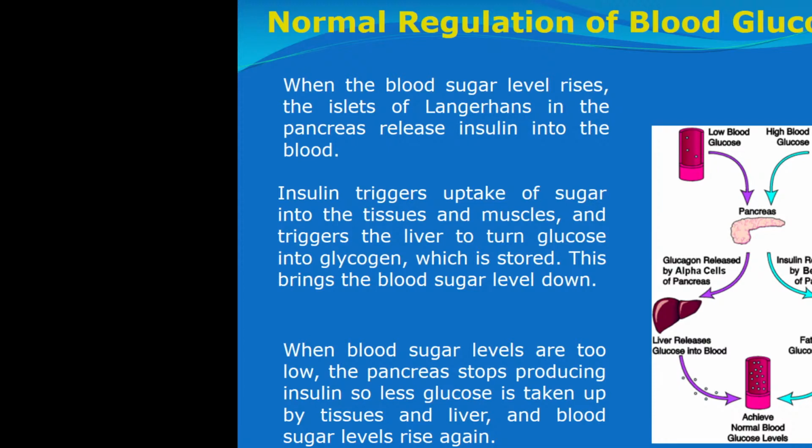Diabetes happens when a person's pancreas can't make enough insulin, or the cells in the body stop responding to insulin, or both. Under these conditions, body cells don't take up glucose readily, so blood sugar levels remain high for a long period of time after a meal. So, in this picture, you see normal regulation of blood glucose.